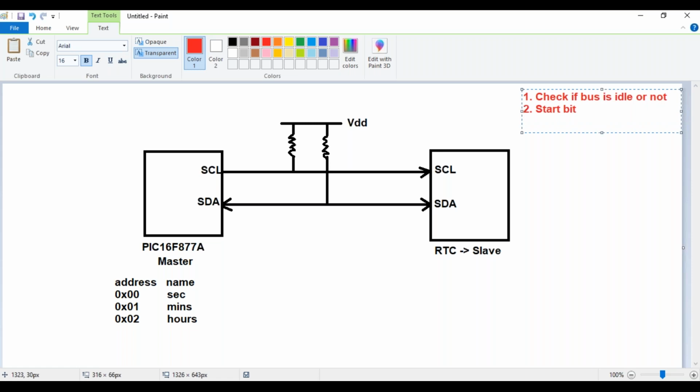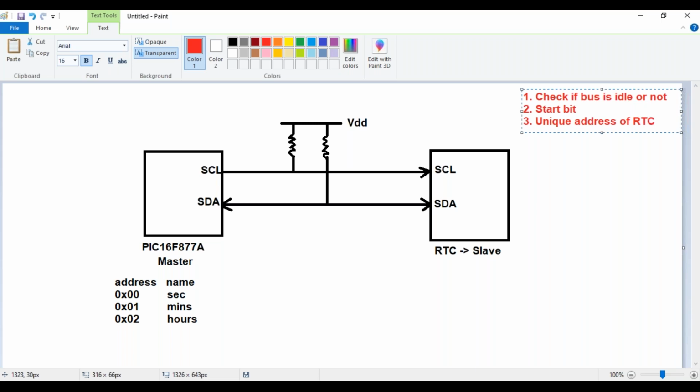Now, you have sought the attention of the receiver. So our receiver, that is the RTC, is paying attention to you. What will be the next step now? You have taken the attention of the receiver, so this time you have to transmit the unique address of the RTC.